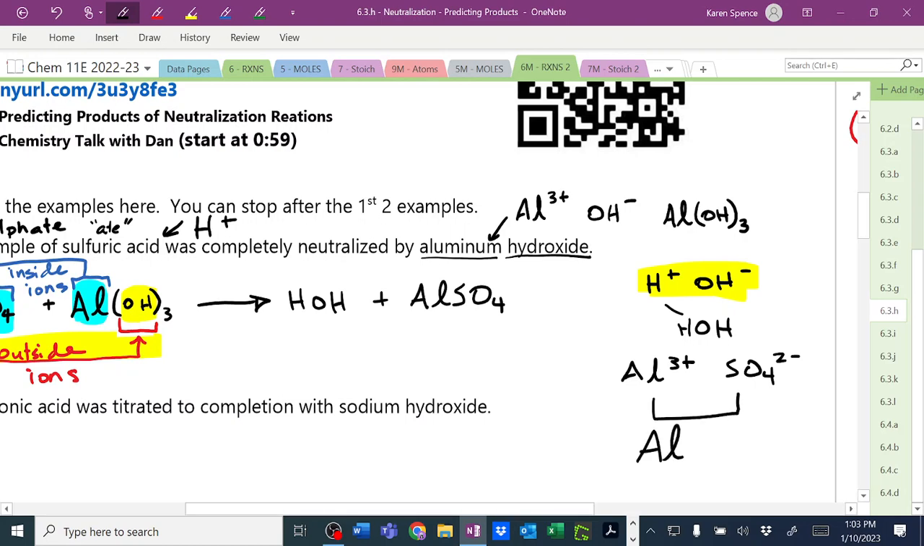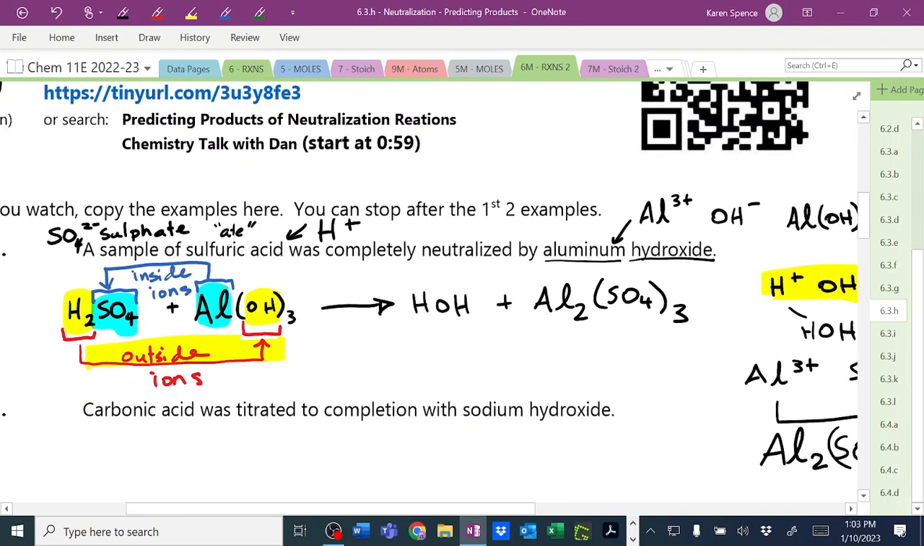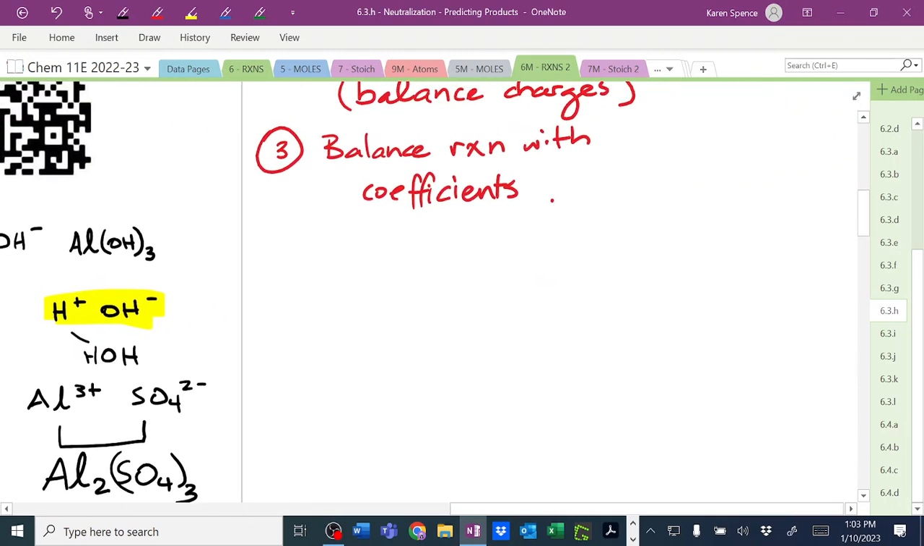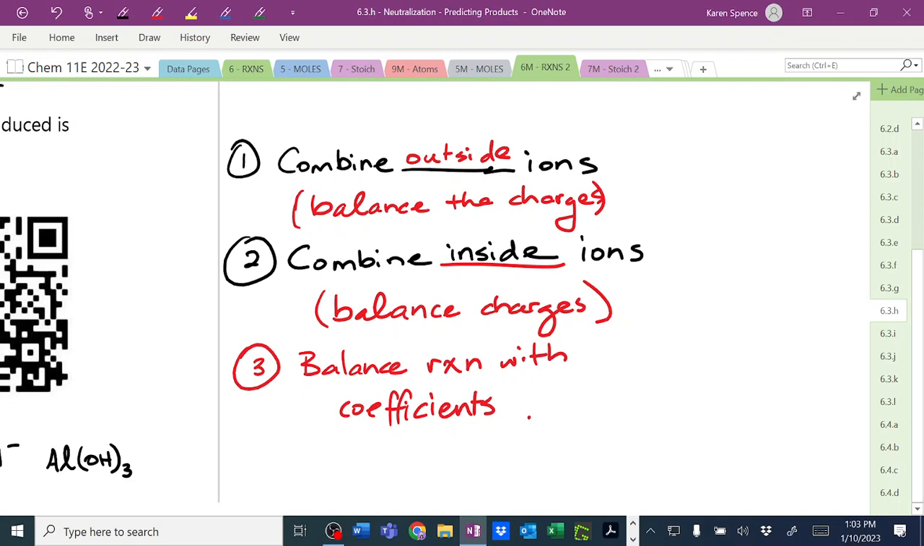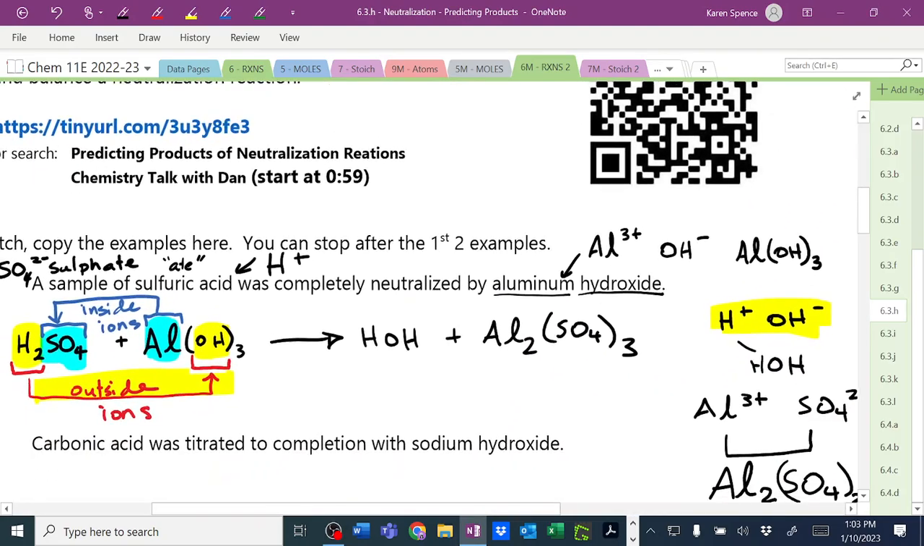Okay, so we have aluminum, and it'll be Al2(SO4)3. That'll give us a balanced charge. So let's get rid of that because that's ugly and wrong. Al2(SO4)3. Hooray, we've predicted the products. Are we done? No, because we need to combine the outside ions, balance the charges, combine the inside ions, balance the charges, and now we need to balance the reaction by using the coefficients.